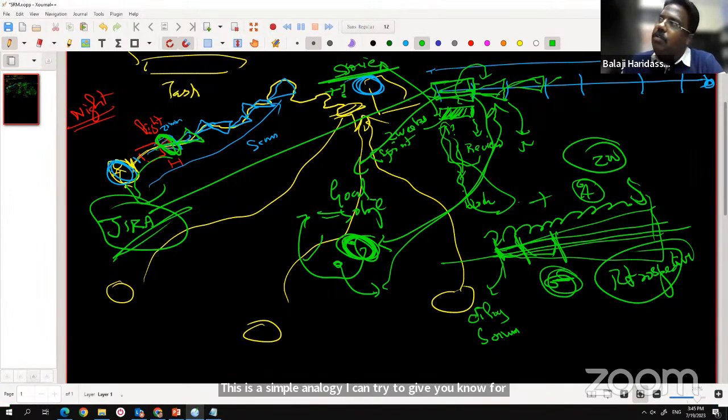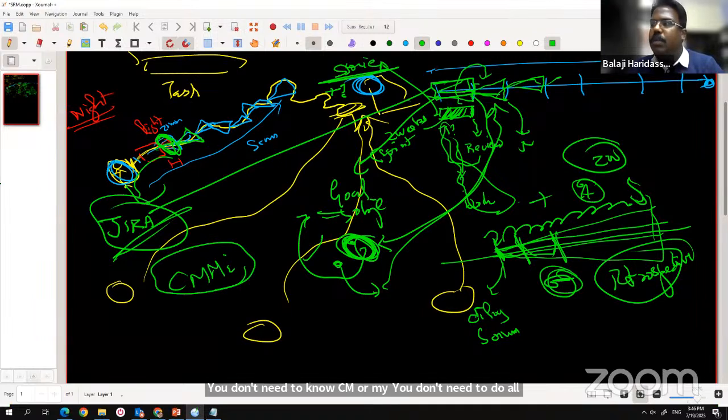Every project in our company is following Agile Scrum. Simple. You don't need to know anything else. If people can understand Agile and Scrum, they can work in any company. You don't need to know CMMI. You don't need to do all those things. Very few companies follow the CMMI standard nowadays. Nowadays, everyone has gone to Agile.